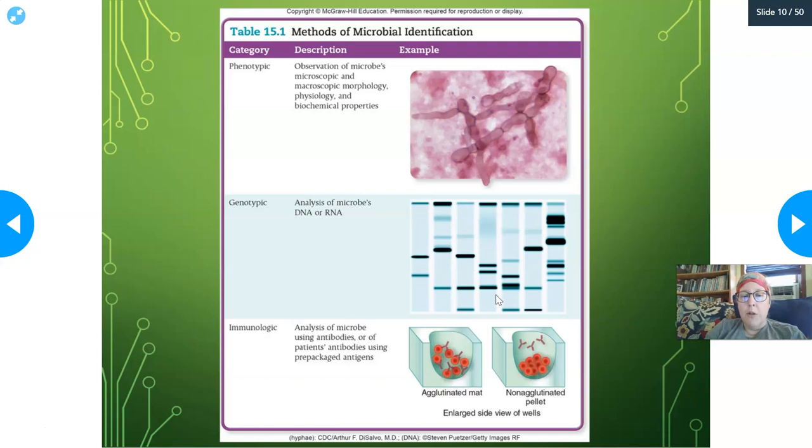Okay. And then immunologic is you can analyze the microbe itself using antibodies, or you can look at the patient's serum to look for antibodies to specific microbes. And we're going to dive deeper into that. So looking, for example, in our case, for antibodies against H. pylori in a patient's blood would be an immunologic method of detecting it.